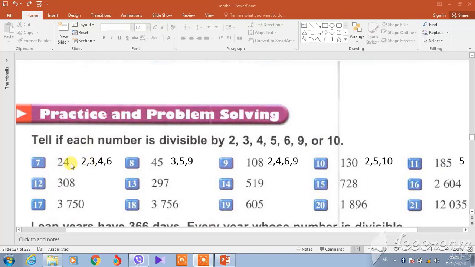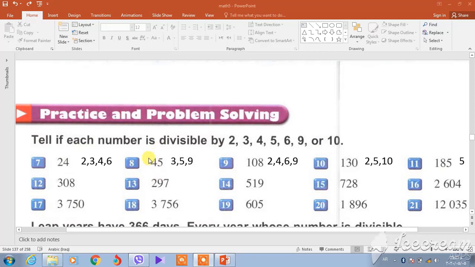And divisible by 5? No, because the last digit is not 0 or 5. And divisible by 6? Yes, because it is divisible by 2 and 3. Divisible by 9, students? No, because the sum of digits equals 6. Is 6 divisible by 9? No, so 24 is not divisible by 9. And divisible by 10? No, because the last digit is 4, not 0.